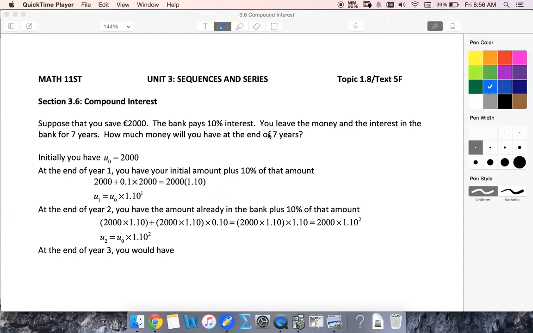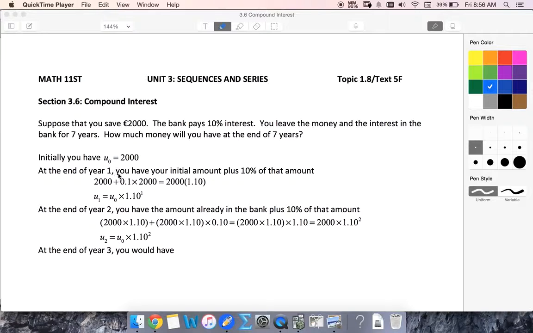So you leave the money and the interest in the bank for 7 years, and every year they give you 10% on your new amount. So now this is where compound interest is different than just geometric sequences, because now instead of starting with U1, we start with U0, which is our initial investment. So U0 is your starting amount of money.